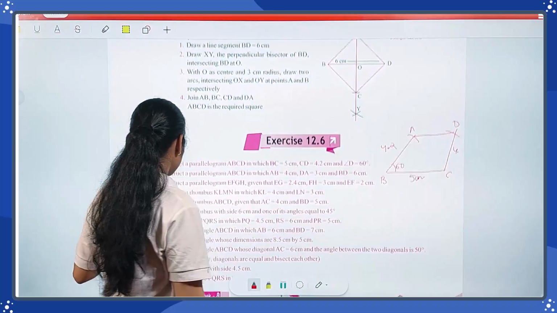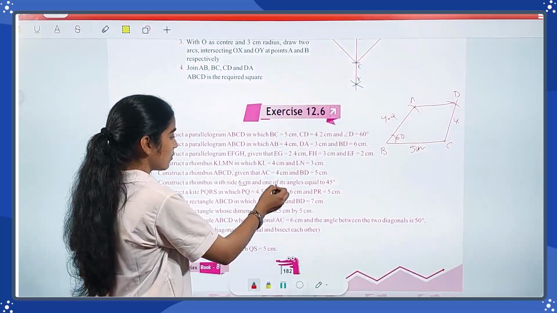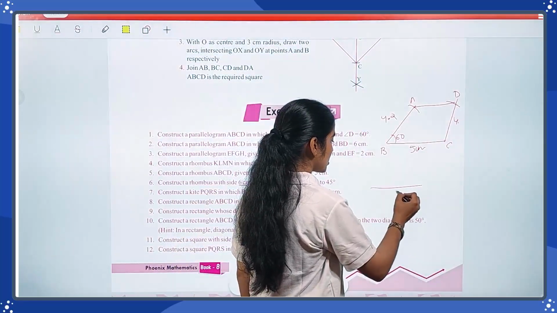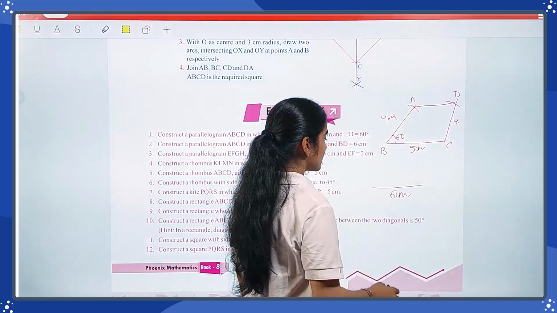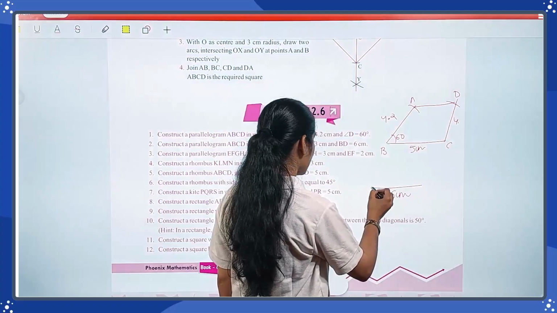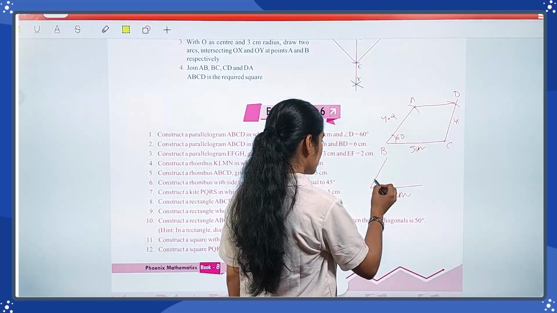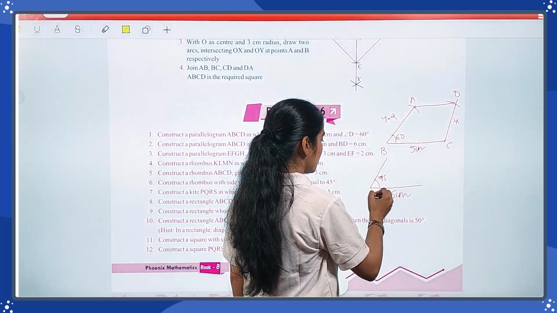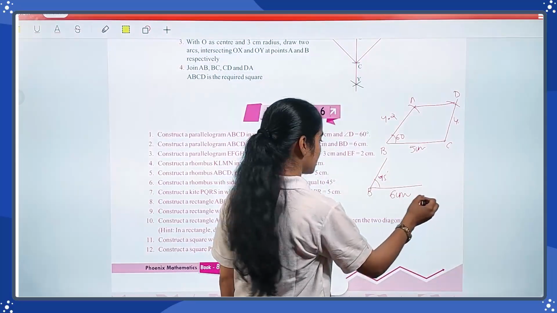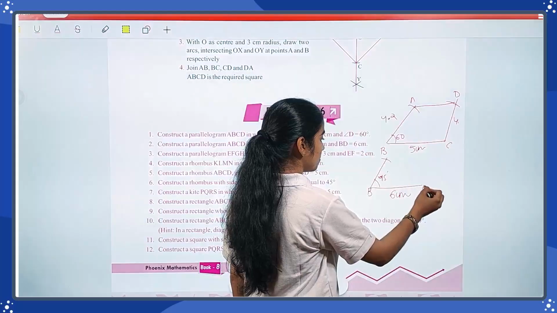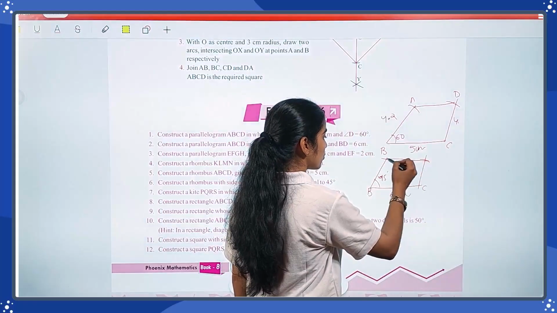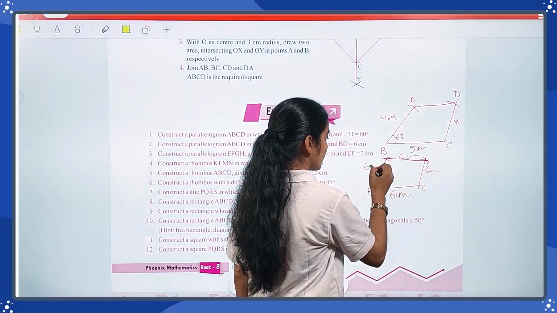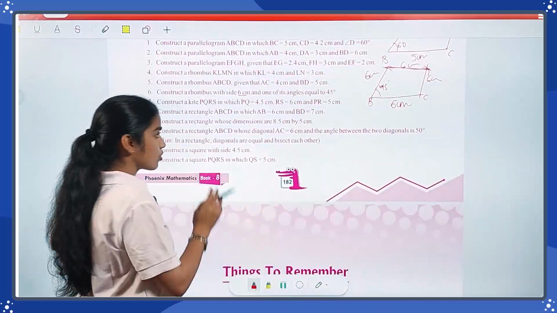Next, construct a rhombus with side 6 centimeter and one of its angles equal to 45 degrees. We only have one side, which is 6 centimeter. In a rhombus all four sides are equal to 6 centimeter. First make an angle of 45 degrees, which is half of 90 degrees. Now label BC. Mark 6 centimeter here, mark 6 centimeter here, and connect these points. You can also bisect this and then connect, 6 centimeter, 6 centimeter and 6 centimeter. So in that way you can draw the rest of the questions.